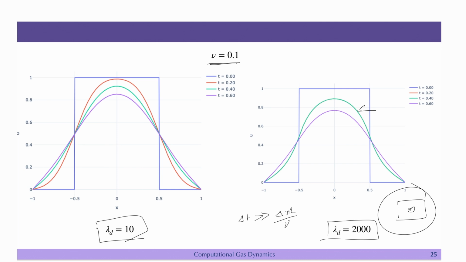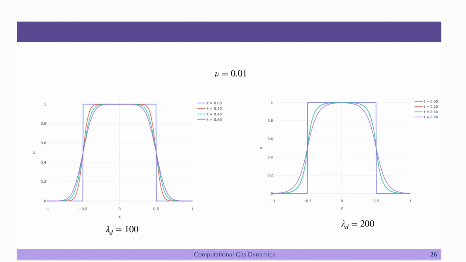So, this is the beauty of the implicit scheme. And if you use less diffusivity or less viscosity, it gives you the correct result for lambda equal to 100, but then it starts giving wrong results very early, at lambda equal to 200. So, it also depends on how much diffusivity you have in your system.